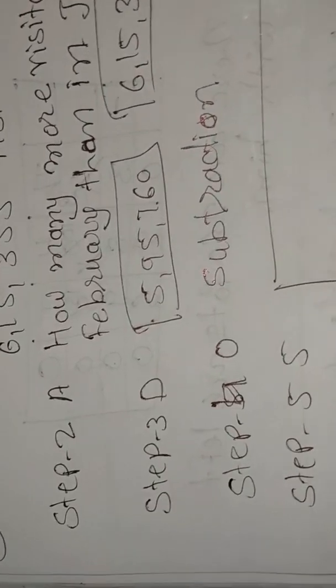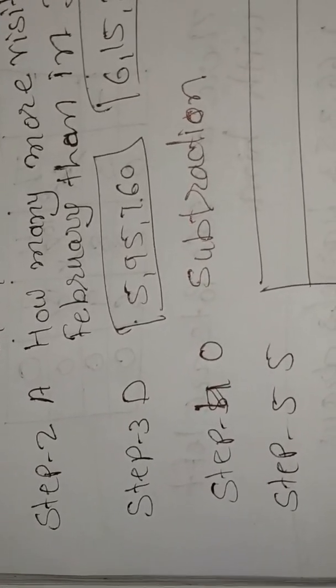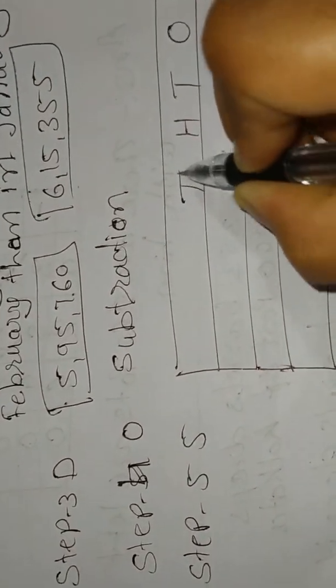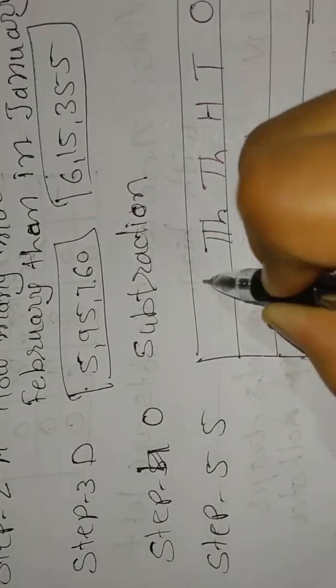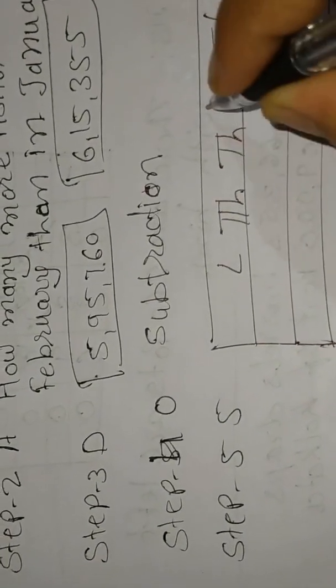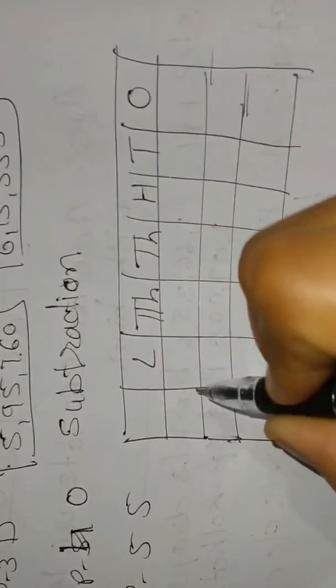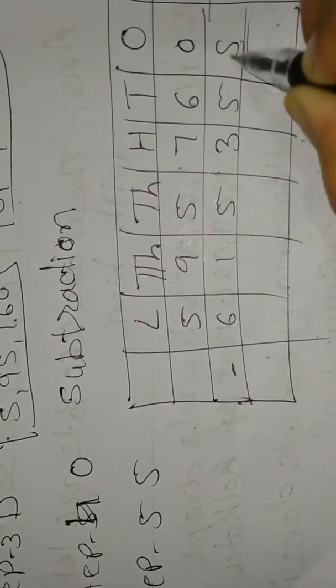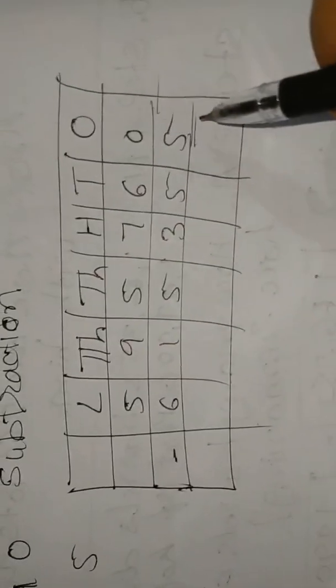Step number 5, solution. So we have to draw. First of all we have to draw place value tables. In that table we have to write ones, tens, hundreds, thousands, ten thousands and lakhs. Okay. Then here we have to write 5,95,760, 6,15,355.